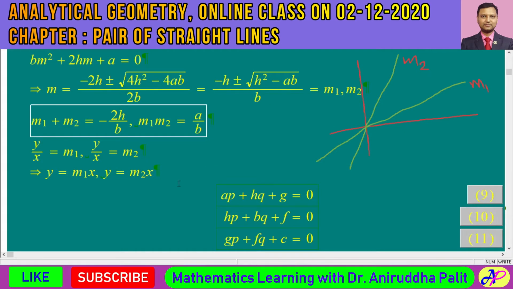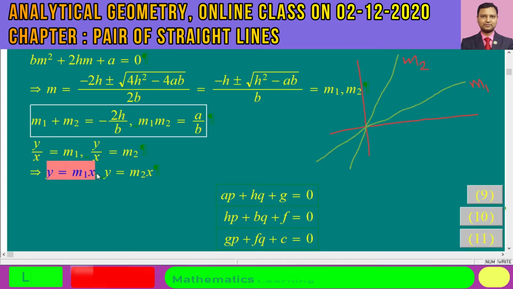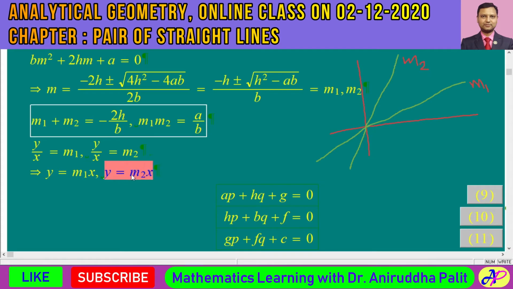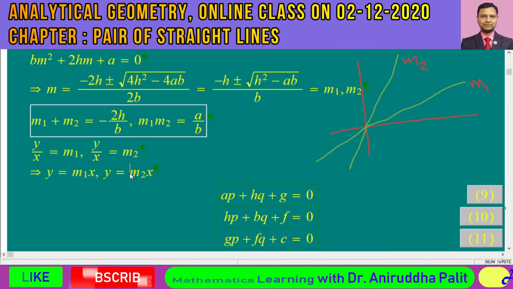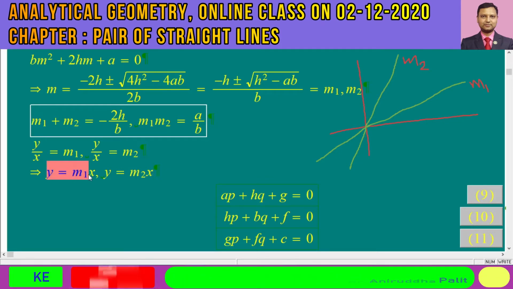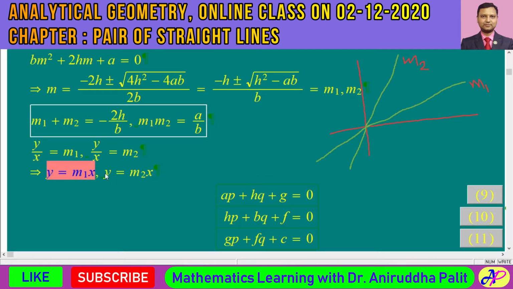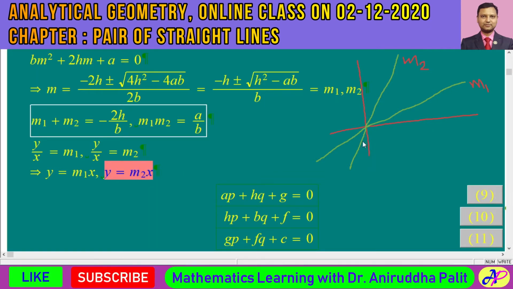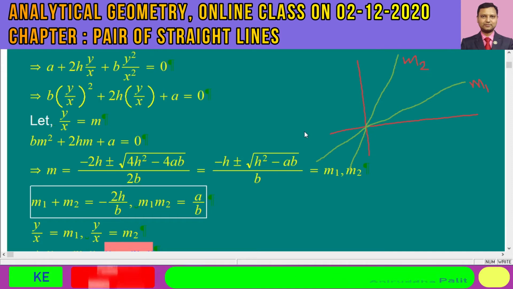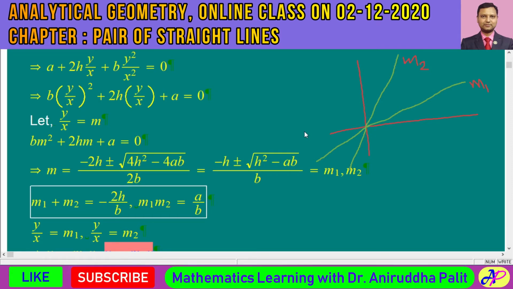Got it? And in that case, these two equations would be repeated, they would be the same kind of equation. Suppose m1 and m2 both have the value 3. In that case, y is equal to 3x would appear for the first time, and for the second time again y is equal to 3x would appear. Therefore, we can say that if m1 becomes equal to m2, these two straight lines would be coincident straight lines. And what would be the condition under which these two values m1 and m2 would be equal?